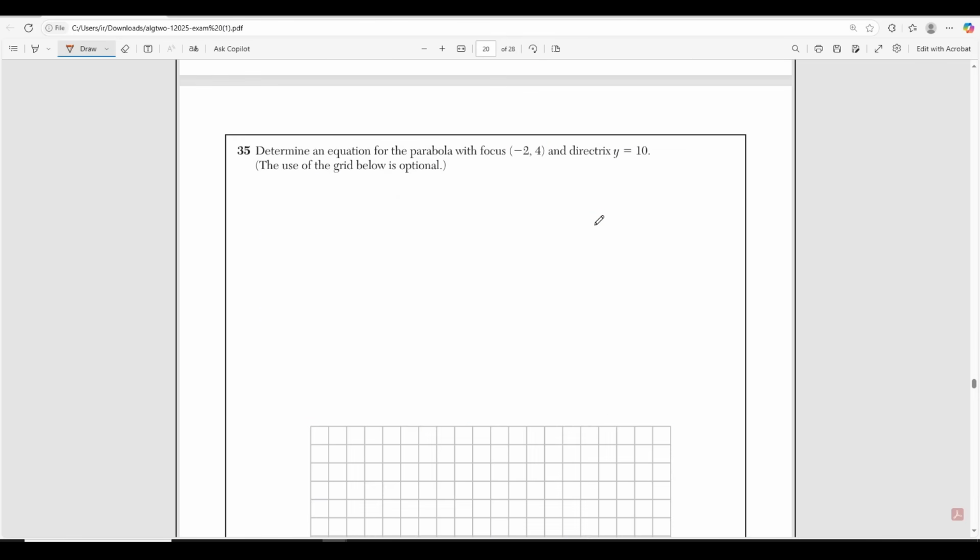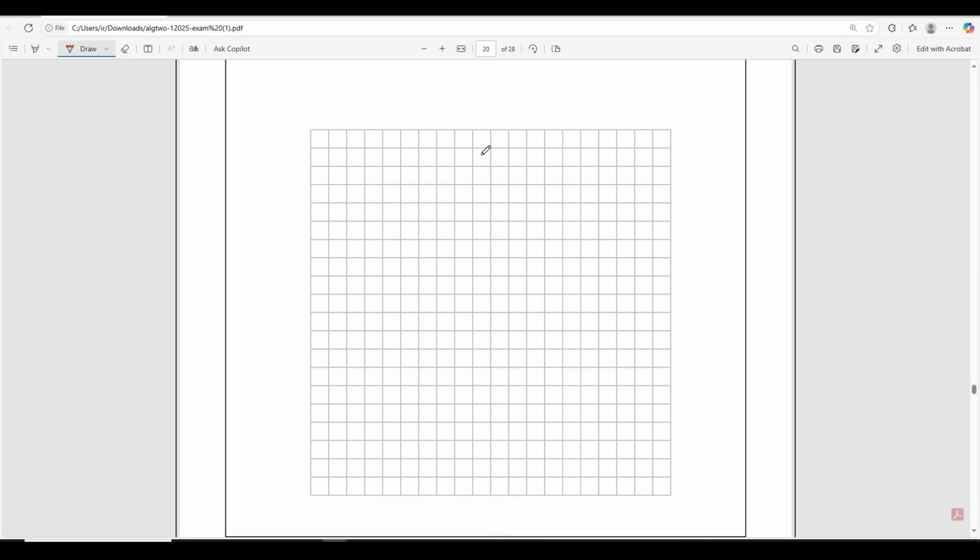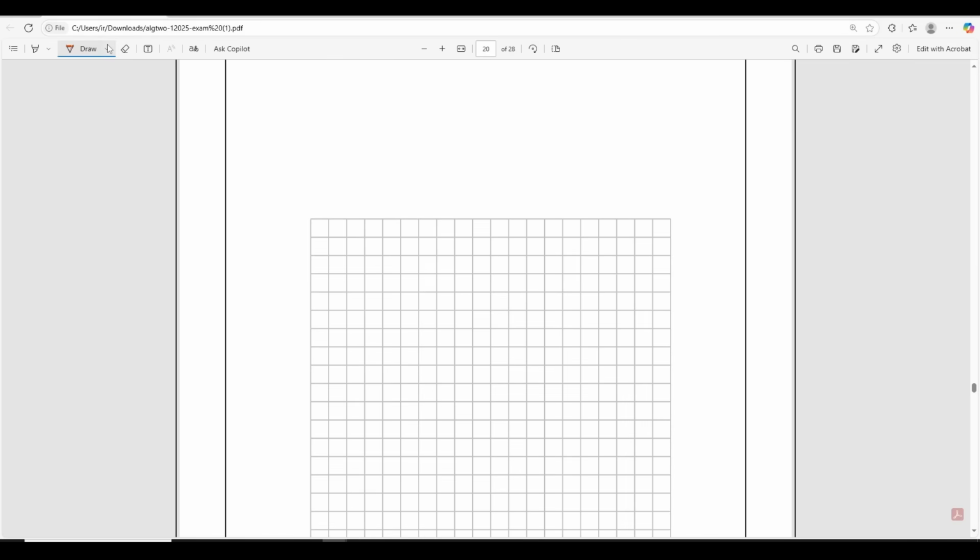Number 35 says determine an equation for a parabola with a focus of negative 2 comma 4 and a directrix of y is equal to 10. So I always recommend you guys to use the graph provided, or the space to graph provided.